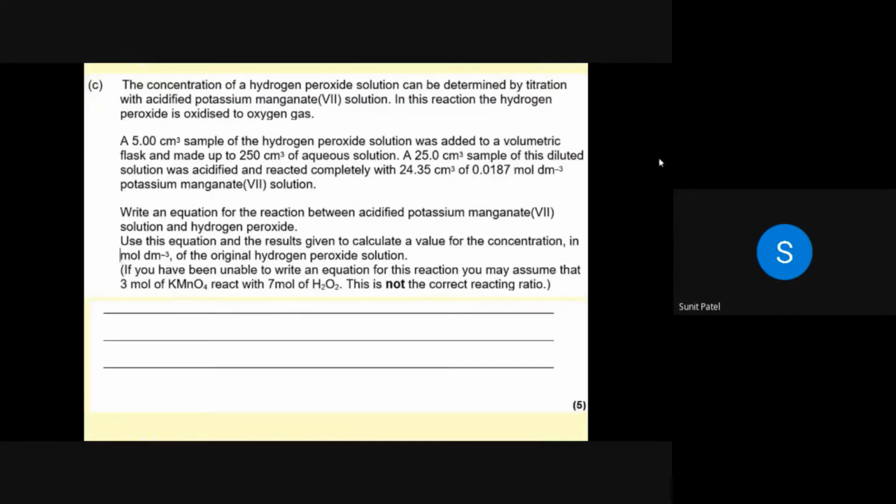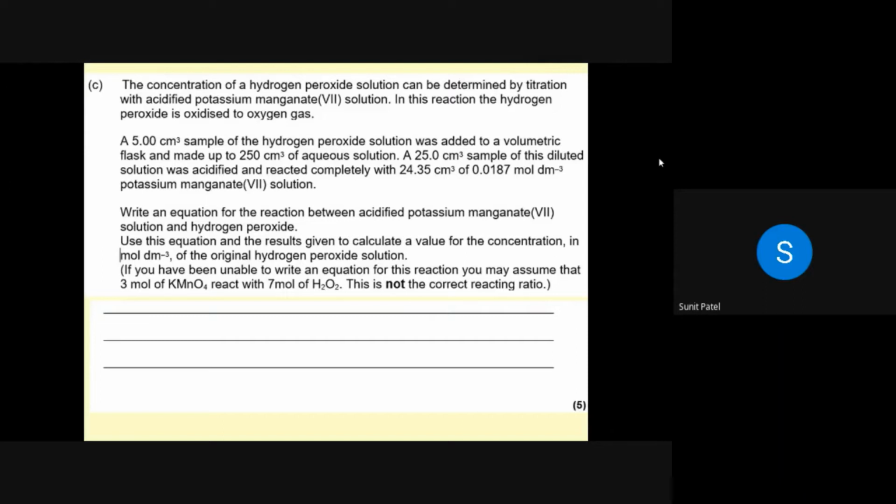This question involves 2 bits mainly, but there are lots and lots of parts to it. If you read through the question, they've said that they've used a hydrogen peroxide solution. You can determine the concentration of hydrogen peroxide solution by titrating against acidified potassium manganate 7 solution. In this reaction, they've told you that hydrogen peroxide is oxidized to oxygen gas.